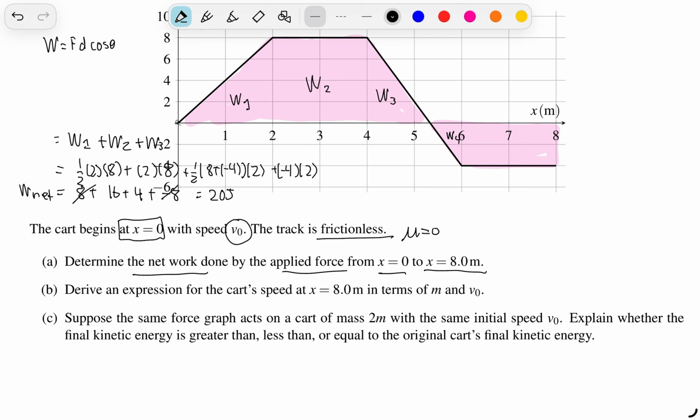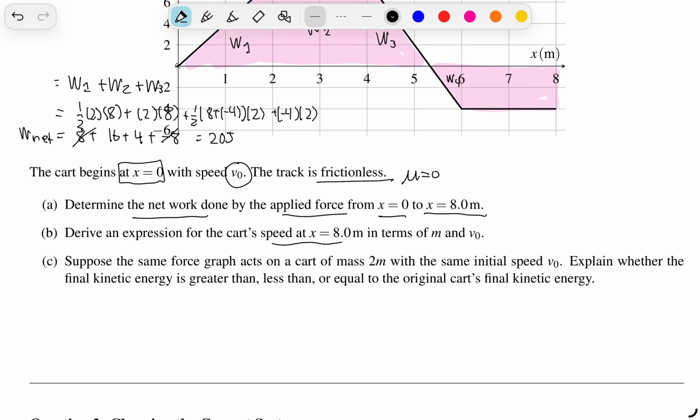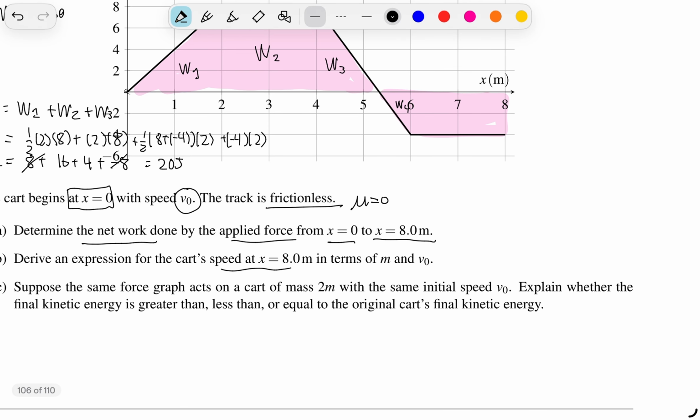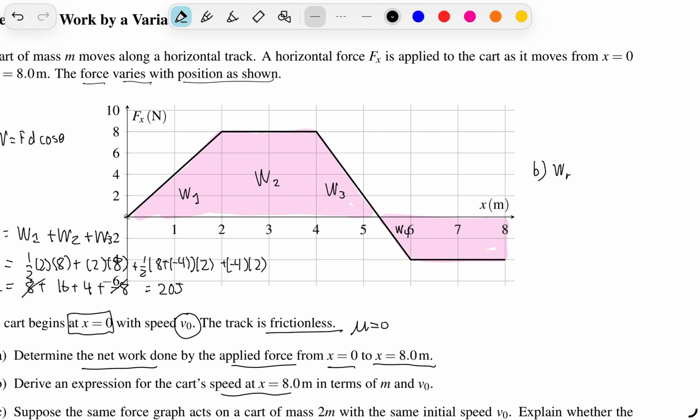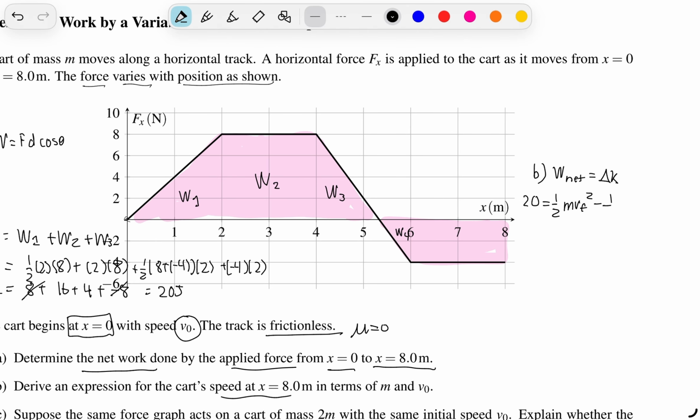Now we are asked to find the final speed at x equals 8.0 meters in terms of m and v. So for final speed, we have to look at our work-energy theorem, which says that our net work done is equal to the change in kinetic energy. We know our net work was 20. We have 1/2 m vf squared minus 1/2 m v initial squared. This is the same thing as 1/2 m vf squared equals 1/2 m v initial squared plus 20.